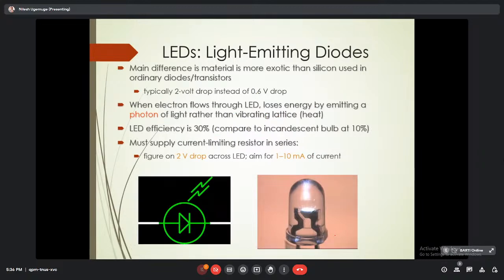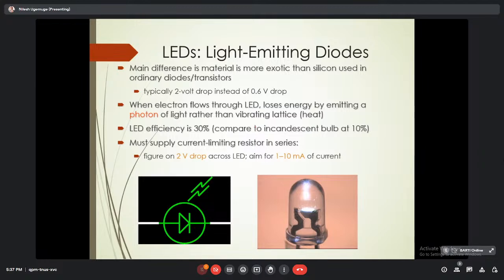Now another type of diode we can discuss here is the LED, which everybody knows, the light emitting diode. Simply we can see the symbol of the LED, and in reality everybody knows how LEDs look. Again, it's a diode, but it emits light. The main difference is the material is more exotic than the silicon used in ordinary diodes. Nowadays there are plenty of materials used to get white LEDs, red, yellow, blue or green LEDs and all.